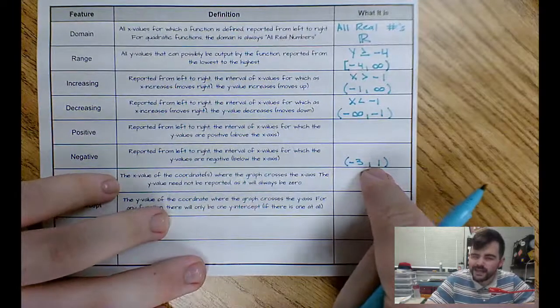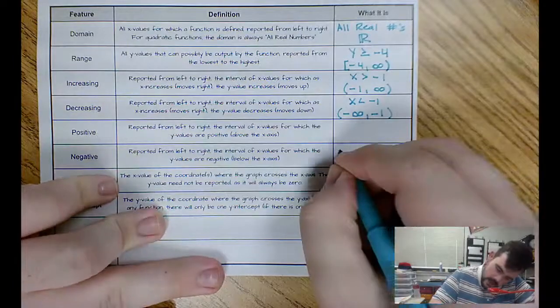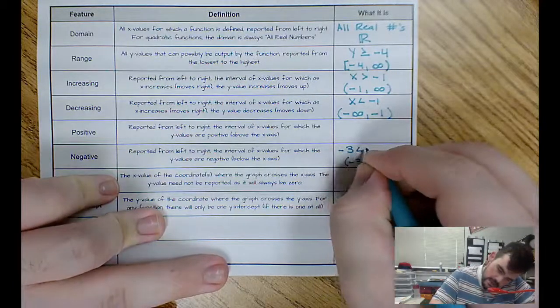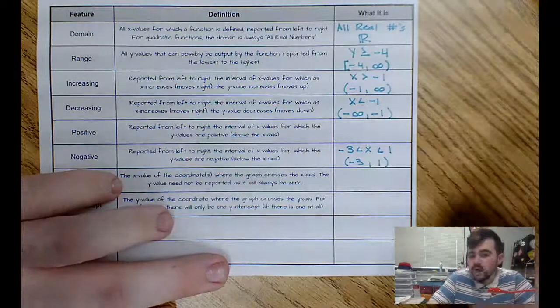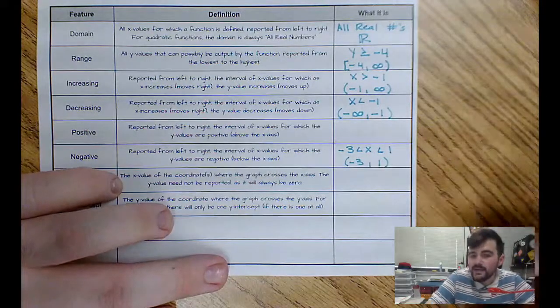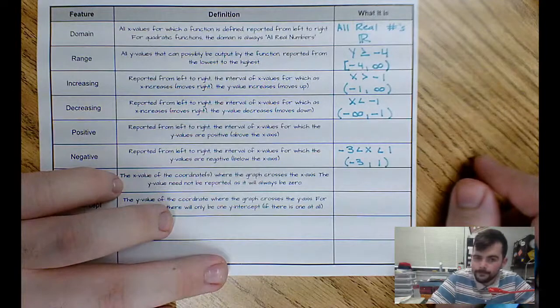Now in set notation, we have to write it like this: -3 less than x less than 1. It still means all x values between -3 and 1. It's just a different way of writing it.